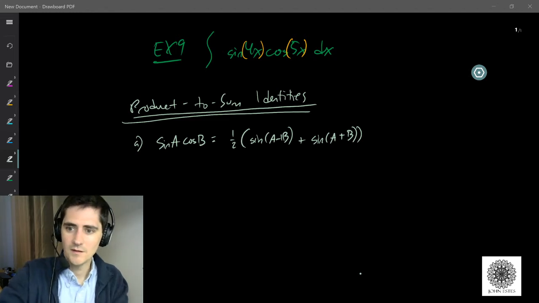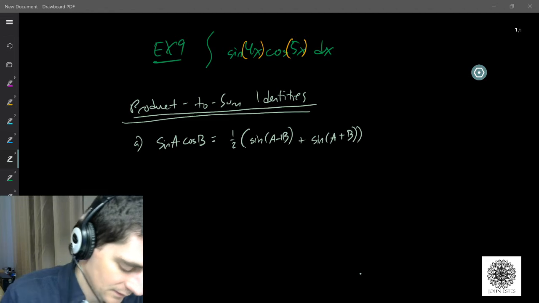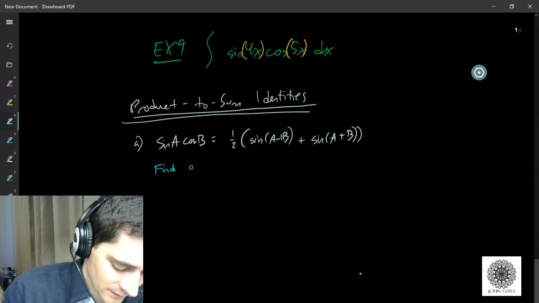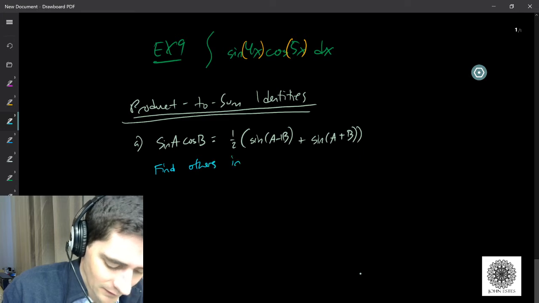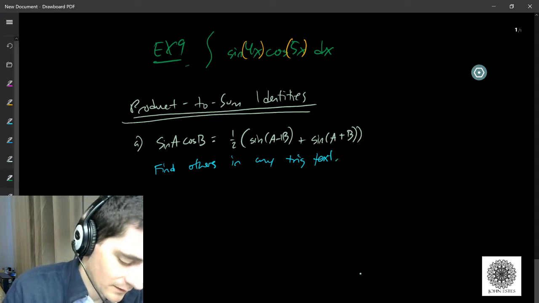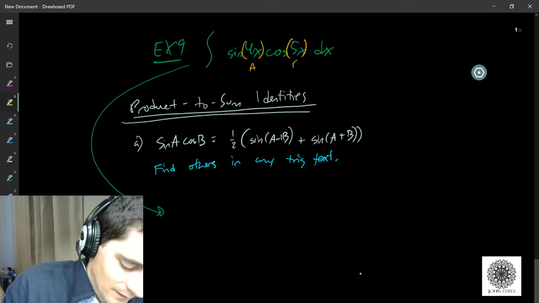And we're going to use something, is this the product to sum identity we're going to use? Yes. So I'm not going to write the others down, but you can find others in the book, really in any trig text. Okay, and you can just reference those as you need. All right, now to integrate this then, we recognize that this is A and this is B.